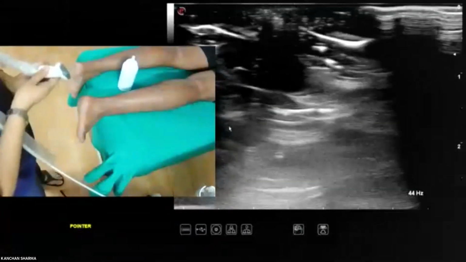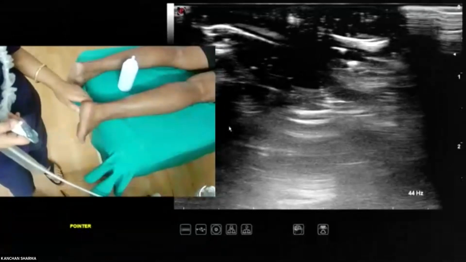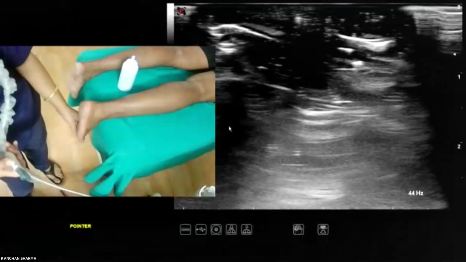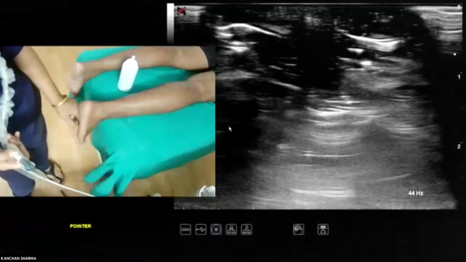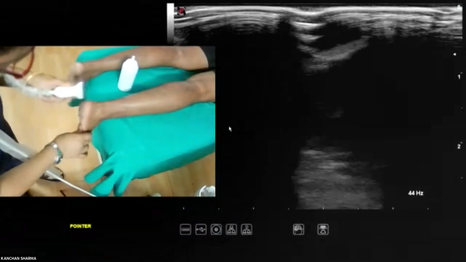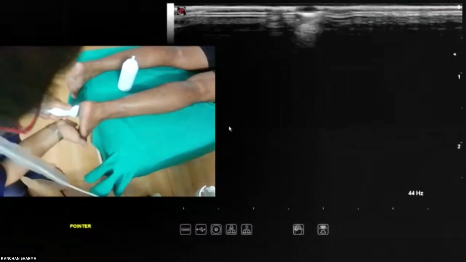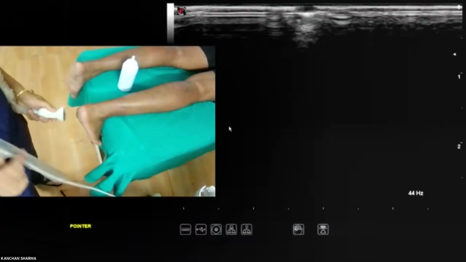Now for the plantar fascia, because we know that it is attaching on the medial tubercle, what you need to do, this is the toe, this is your second digit. Approximately draw a line from the center and keep your probe in the longitudinal axis, and ask the patient so that you are stretching the plantar fascia.